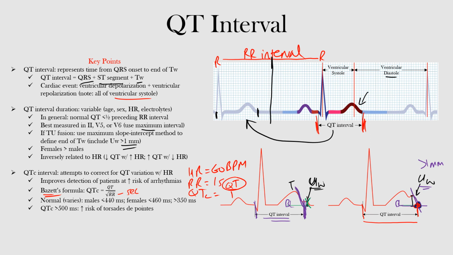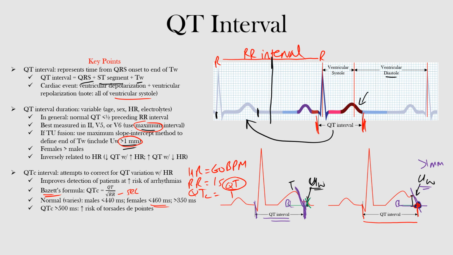In general, the QT interval should be less than 1/2 the preceding R to R interval. Remember, it's best measured in leads II, V5, or V6, and we want to use the maximum QT interval as the one we use for defining it. If there's TU fusion, we want to use the maximum slope intercept method to define the end of the T wave to then get the QT interval. Remember, we include that U wave if it's greater than 1 millimeter in amplitude. Females tend to have a greater QT interval than males, and that's why that cutoff was higher in females.